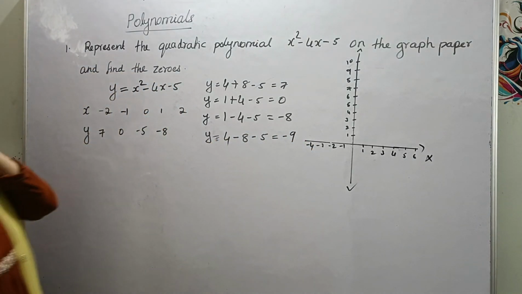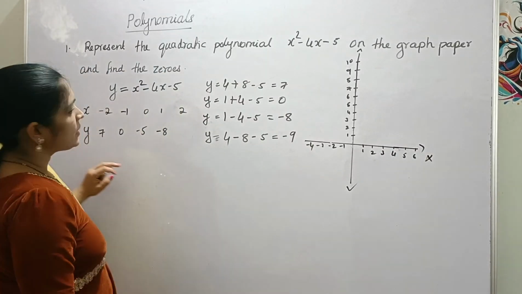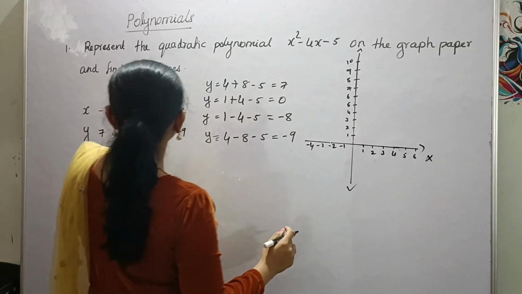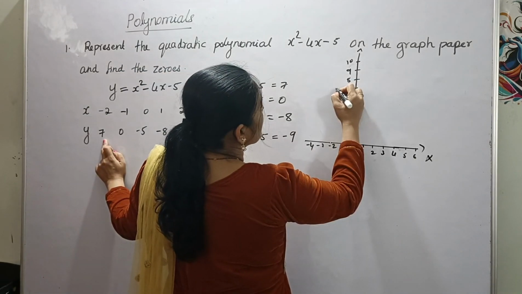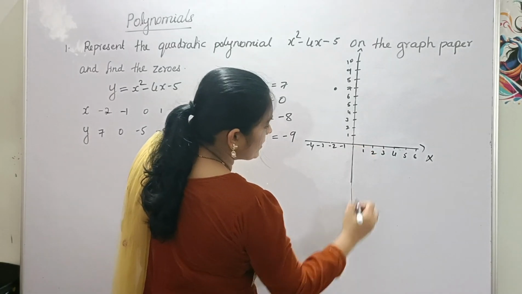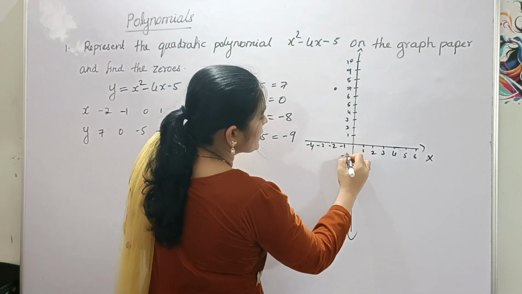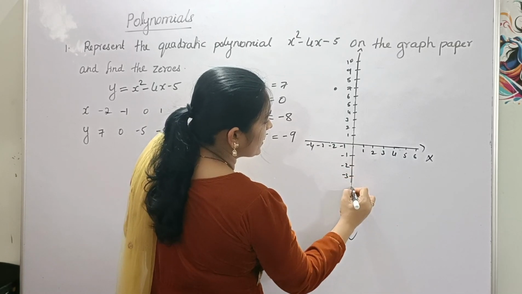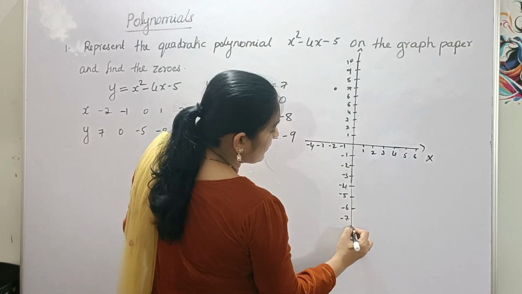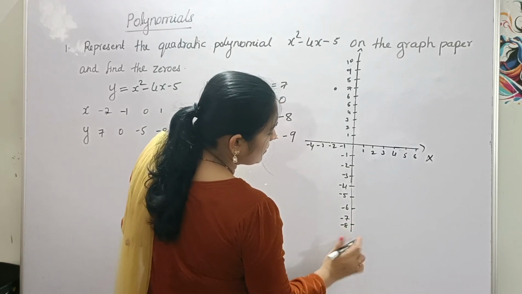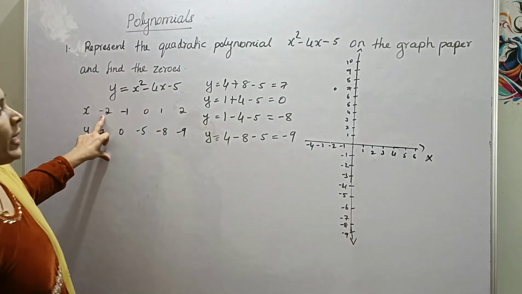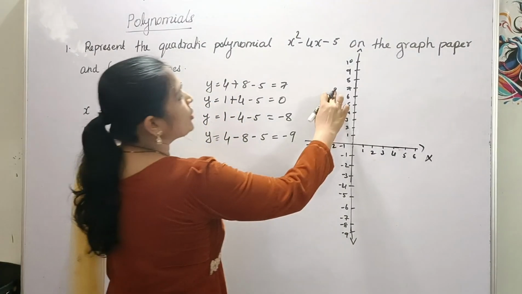Now let's plot the points. When x is equal to minus 2, y is 7. Minus values are here, so we have to represent minus values: minus 1, minus 2, minus 3, minus 4, minus 5, minus 6, minus 7, minus 8, minus 9.